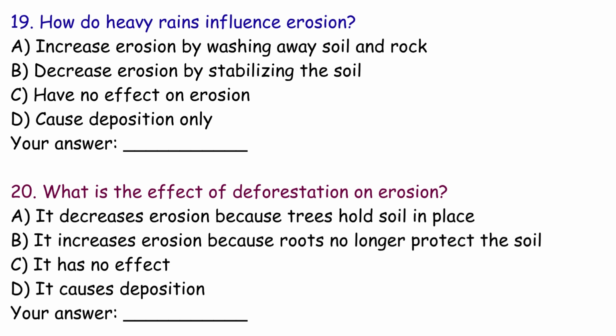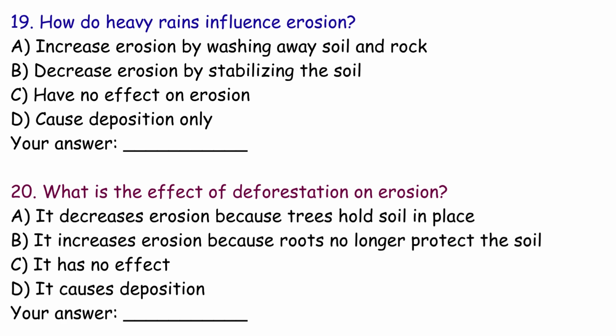Your answer. Now let's move on to question 19. How do heavy rains influence erosion? A. Increase erosion by washing away soil and rock. B. Decrease erosion by stabilizing the soil. C. Have no effect on erosion. D. Cause deposition only. Your answer.